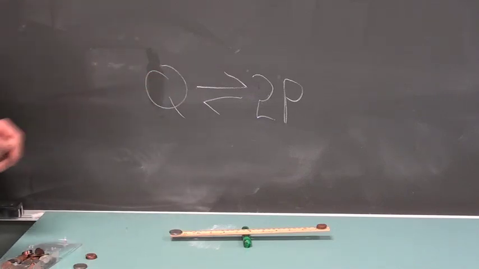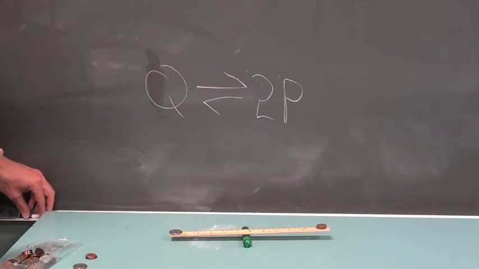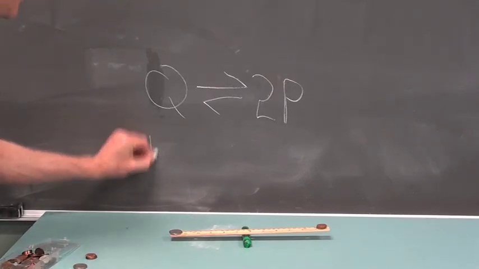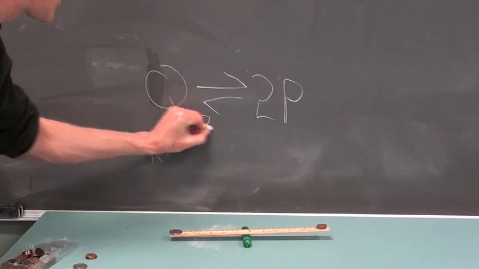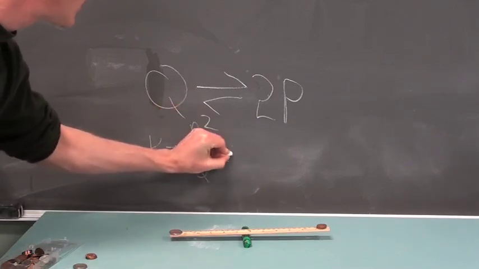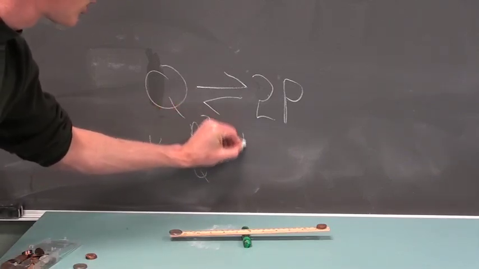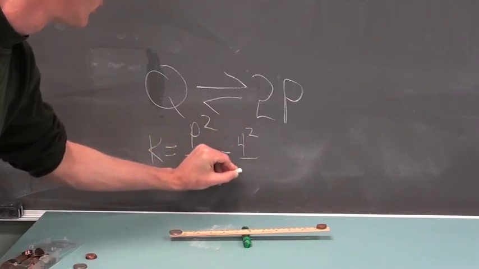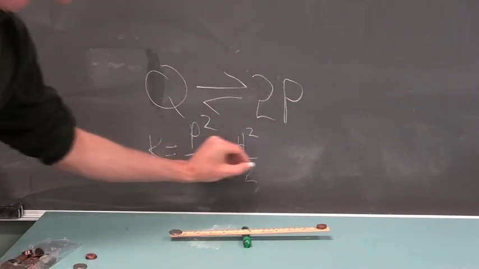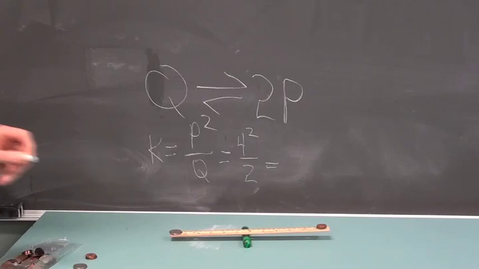We could actually even calculate an equilibrium constant for this, which would be K equals P squared over Q, which equals 4 squared over 2, which is going to be equal to 8.